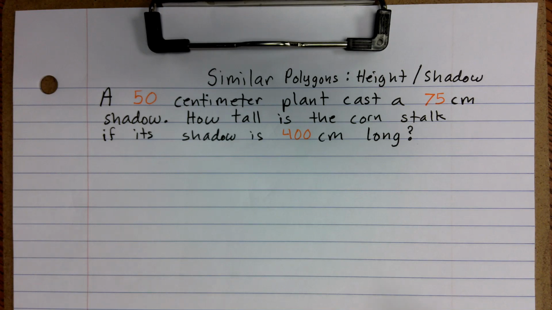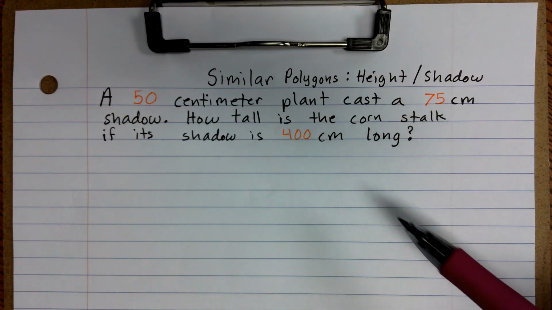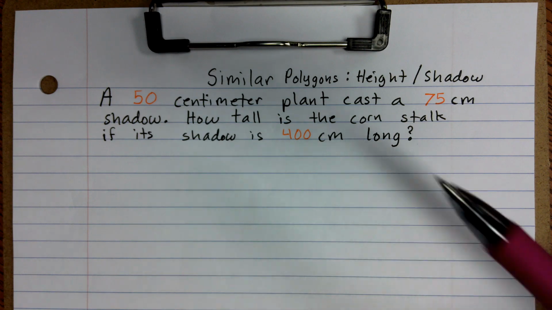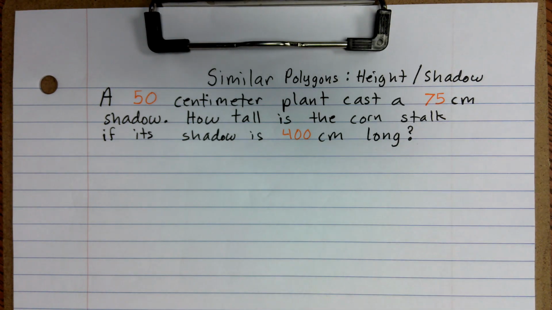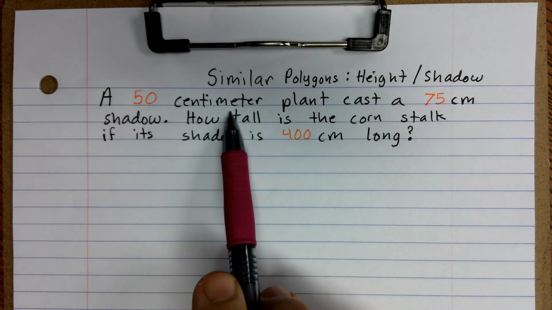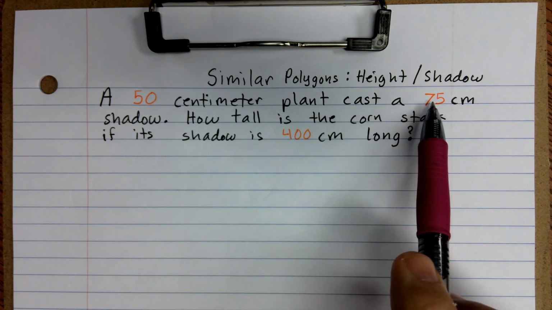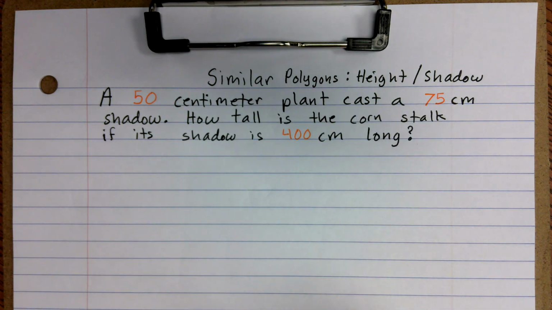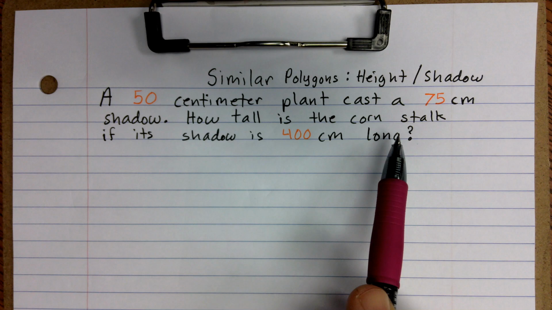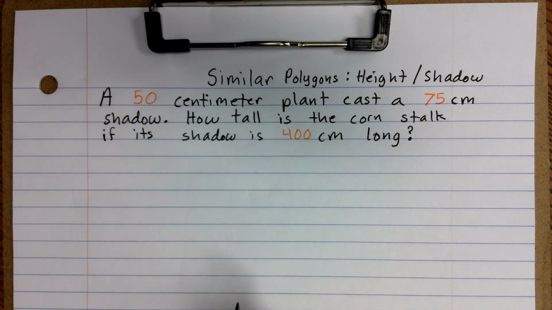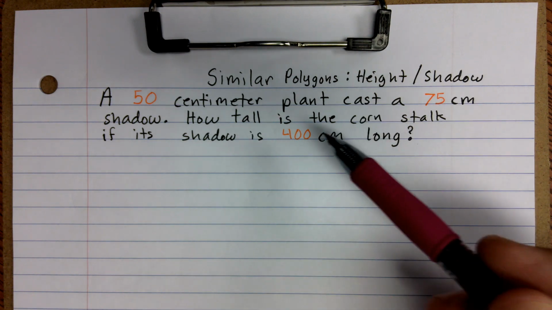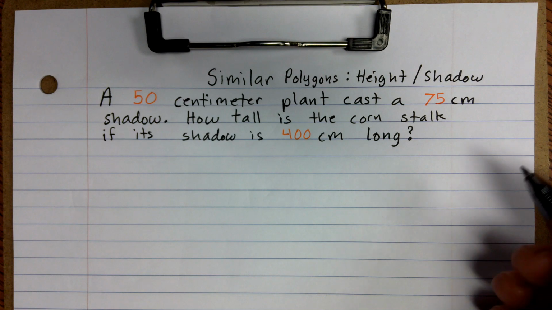In this particular video, we're looking at, again, a situation that is proportional, and this is in your similar polygons lesson. And we're going to be comparing height and shadow. So I like to call this the height and shadow method. Now notice this says a 50 centimeter plant cast a 75 centimeter shadow. And it says how tall is the cornstalk if its shadow is 400 centimeters long. So there's two things that we're comparing here. We're comparing the height of a plant and the shadow that it casts.